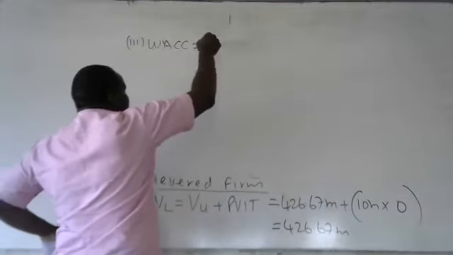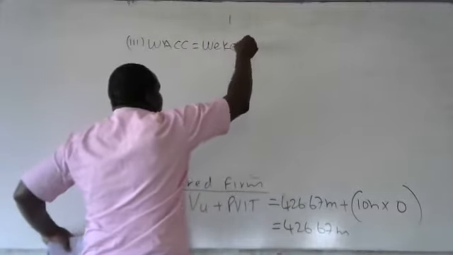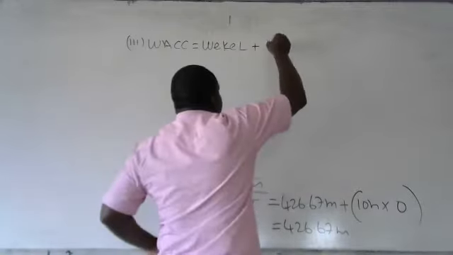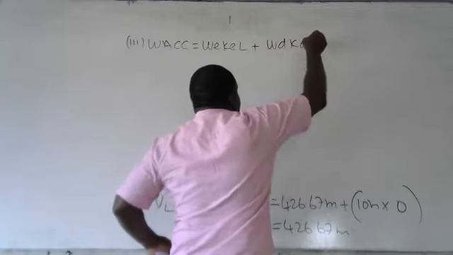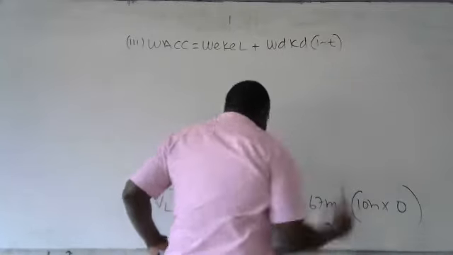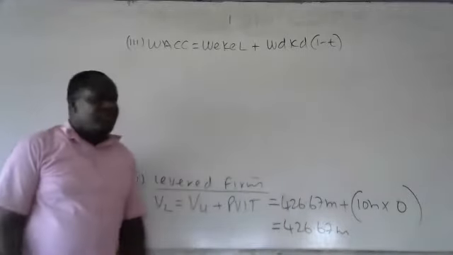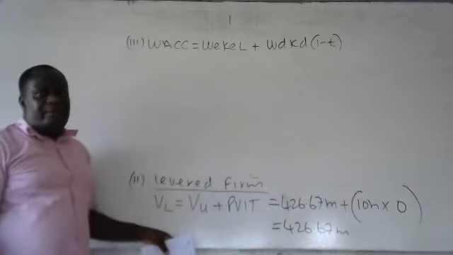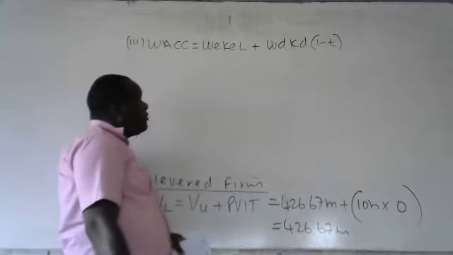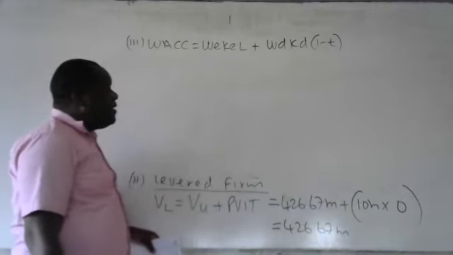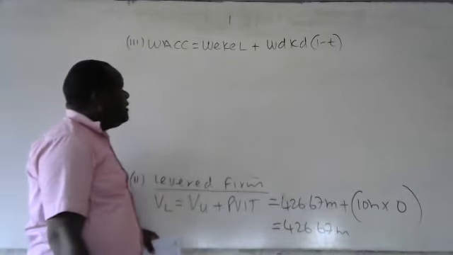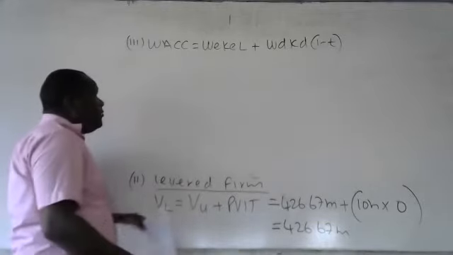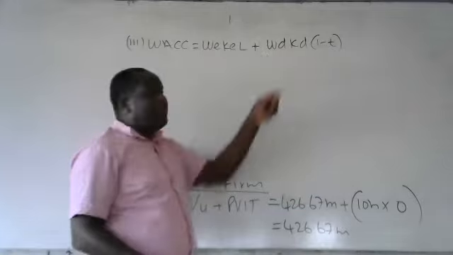It is simply the weight of equity times the cost of equity for the levered farm. We also add the weight of the debt times KD, which must always be after the tax. So at this point, you need to get the weight for equity and also the weight for the debt.